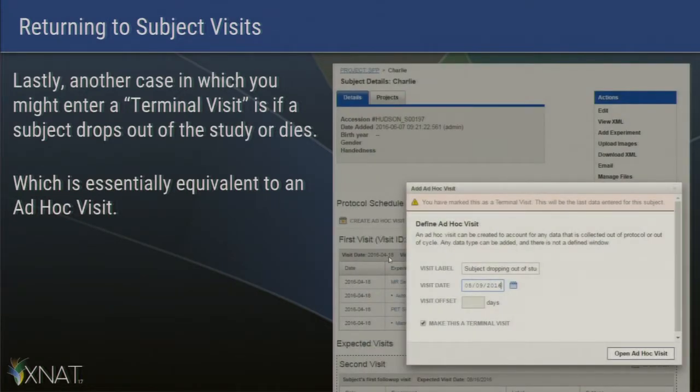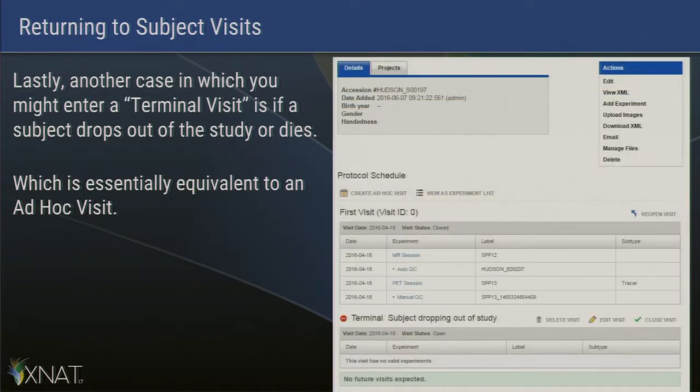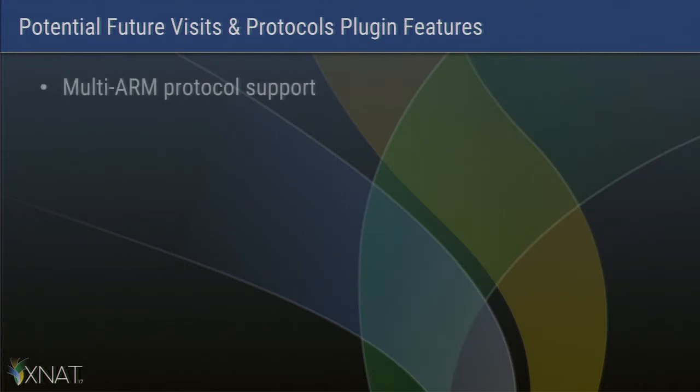The other case where you might have a terminal visit is if the subject dies or drops out of the study. You might create this, it would be equivalent to an ad hoc visit, but there's a distinction there if you aren't allowing ad hoc visits, which are just visits that we randomly insert into the middle of the protocol schedule throughout the process. So that option is available. Otherwise, you'd only have the option of a terminal visit. The subject's dropped out, and it would give you a similar dialogue here. But anyway, that's what that looks like, and we'd close that. That's pretty much the gist of that.